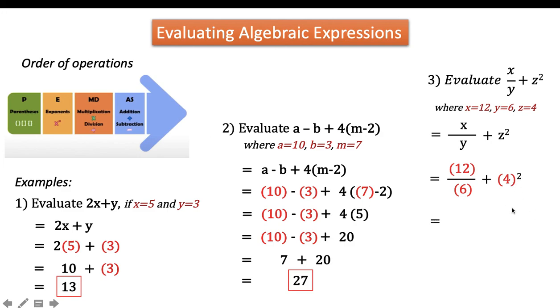And 4 squared, or 4 times 4, that is 16. Then write the other terms. Then we are left with division and addition. So in here, we need to divide first before adding. So 12 divided by 6 is 2. Then write down plus 16. And finally, 2 plus 16 is 18. And this is our answer.